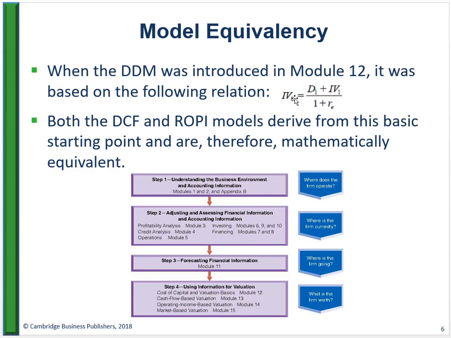meaning that the intrinsic value of the firm at time zero, or today, is equal to the dividend in period 1 plus the intrinsic value in period 1, divided by 1 plus the cost of equity. Now, both the discounted cash flow and the ROPI models derive from the same basic starting point, and are therefore mathematically equivalent, and they follow the same basic structure that we've been working towards all semester.